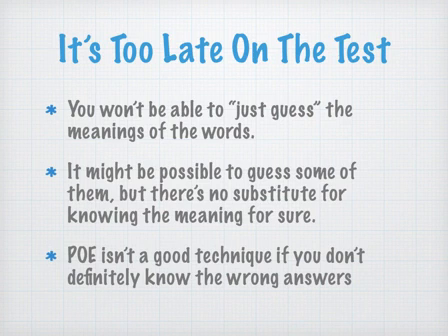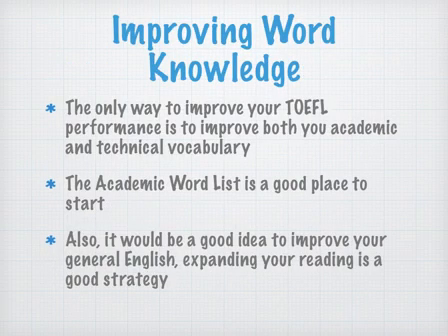It might be possible to guess some of them, but there's no substitute for knowing the meaning for absolute sure. If you're not totally confident about what the word means, it's going to be a problem. Process of elimination isn't a good technique if you don't definitely know the wrong answers. Remember, with process of elimination, we can't discard answers as being wrong just because we don't understand the word.